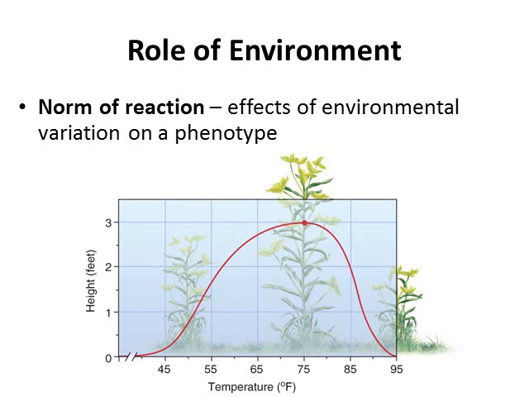So we find that at low temperatures, plants are shorter. We get to this optimum temperature where the plant grows the tallest, and then once you get too hot, the plants go back down in size. So this is showing that this environmental factor, the temperature, can affect how tall plants can grow.